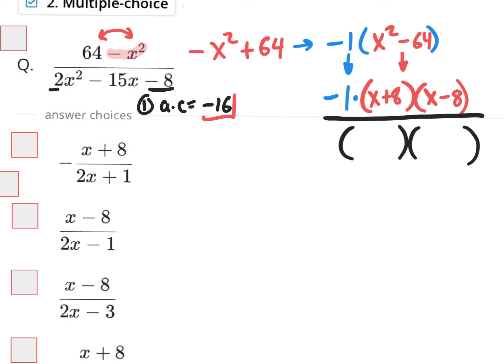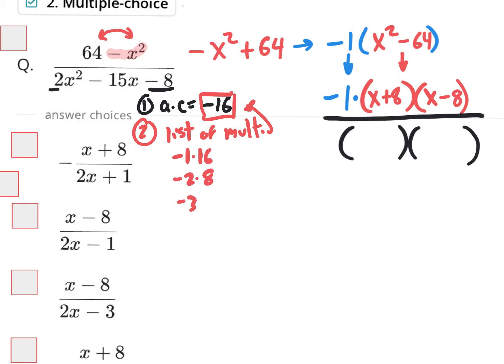Okay, then step 2 is to make a list of the multiples of this guy. All right, of whatever you got on step 1, make a list of the multiples. That's negative 1 times 16, negative 2 times 8, negative 3 doesn't work, negative 4 times 4, and that's it. And then I think, which of those pairs of numbers combines together to give me the middle value, negative 15?